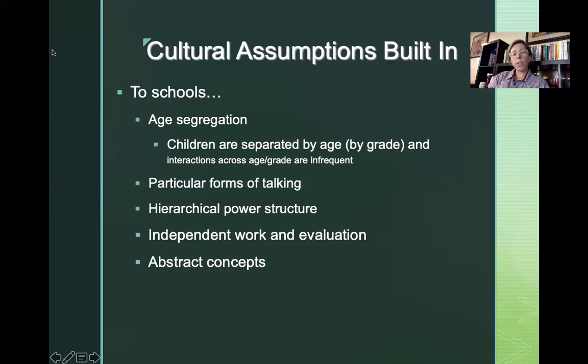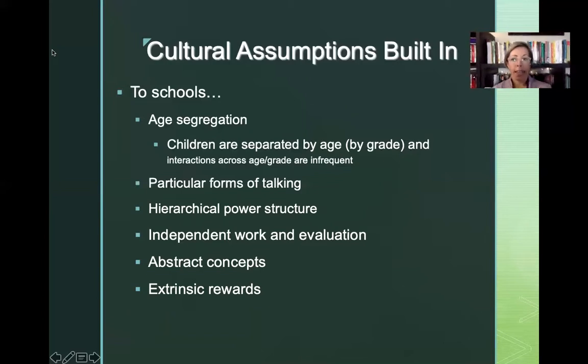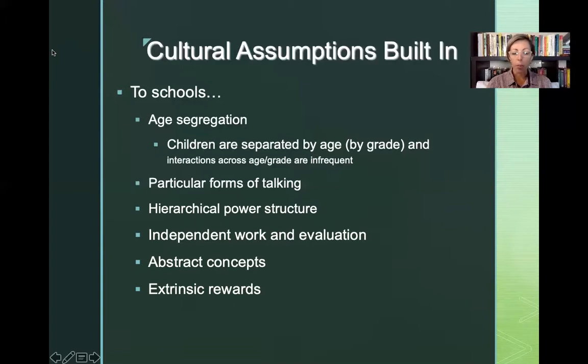Abstract concepts, again, we tend to think about things in very abstract ways in school, even with younger kids, right? So algebra is essentially a set of abstract concepts that we try to get kids to understand. And then lastly, extrinsic rewards. So kids are used to being rewarded with extrinsic things, getting a star, getting a certificate, getting some sort of prize for behaving or performing appropriately.